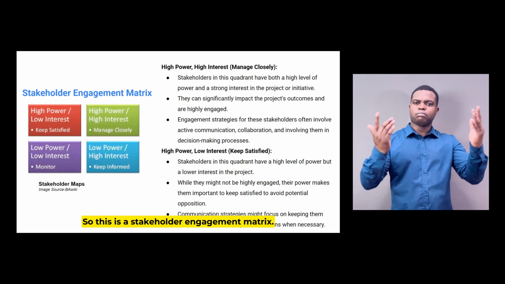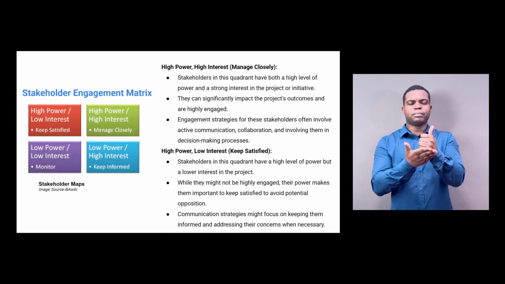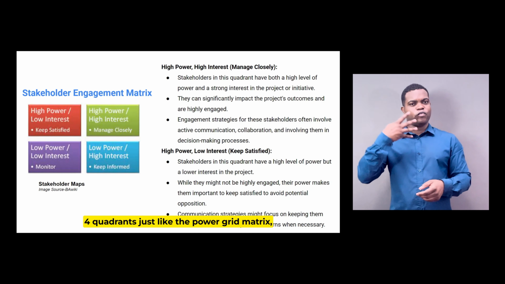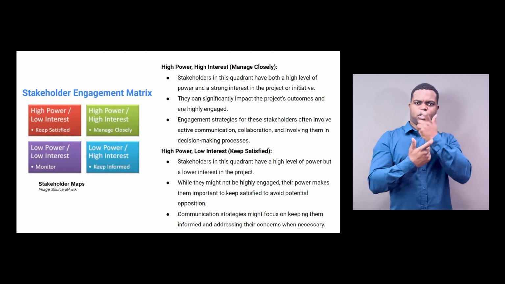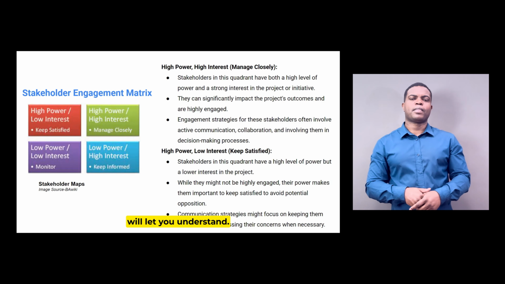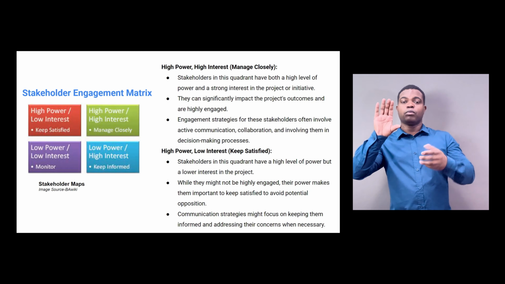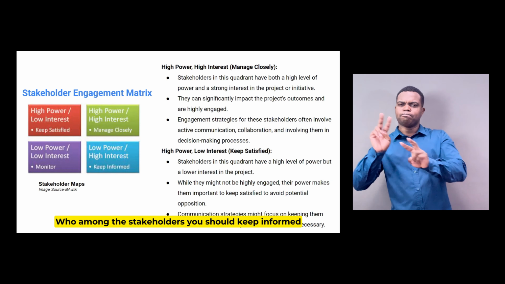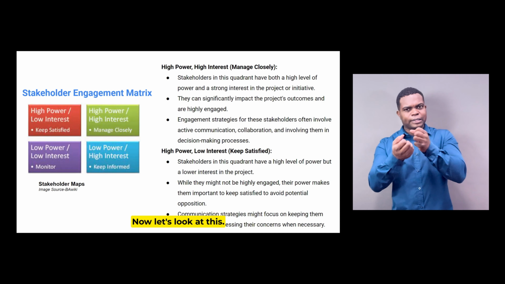So this is a stakeholder engagement matrix. You can see that we have 4 quadrants, just like the power grid matrix, the interest power grid. This stakeholder engagement matrix will let you understand who you should manage closely, who you should monitor, who among the stakeholders you should keep informed, and who you should keep satisfied. Now let's look at this.